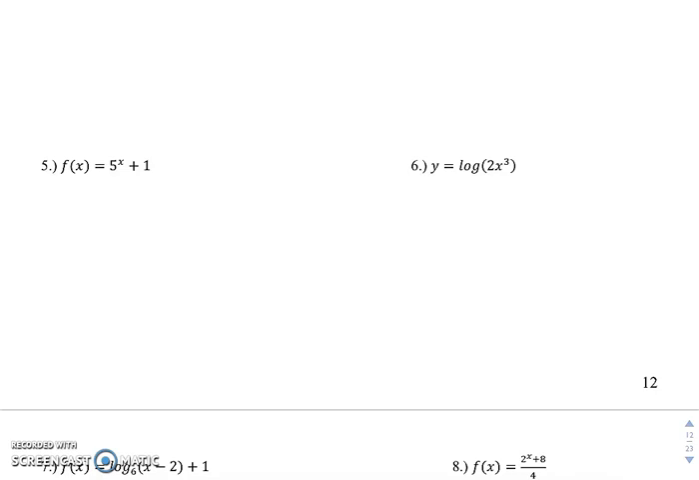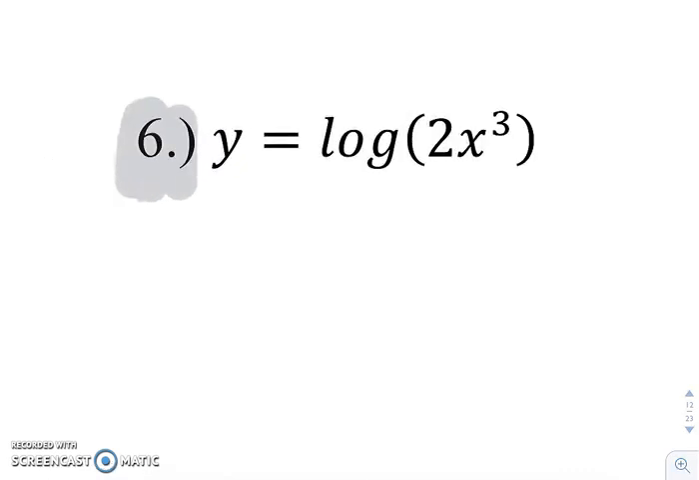Now we're going to look at finding the inverse of a logarithmic equation. So remember, if we're starting with a log, we should end with something exponential. We should not start with a log and end with a log. If that's the case, we did something wrong. Now remember, if you don't see a base, it's just a base 10.